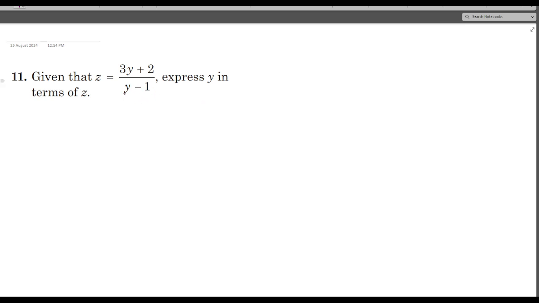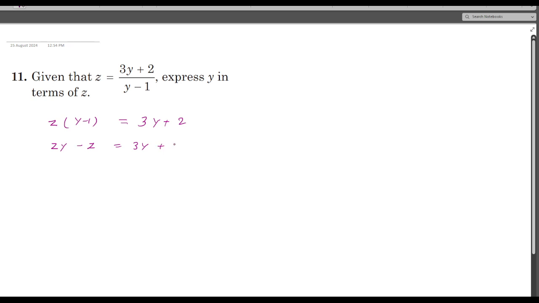Okay, let us understand what I will do in first step. This z I will multiply by -1, meaning both the sides we are multiplying by minus 1. So on the right side it is 3y plus 2 only. Okay, now let us open bracket here. It is zy minus z equal to 3y plus 2.